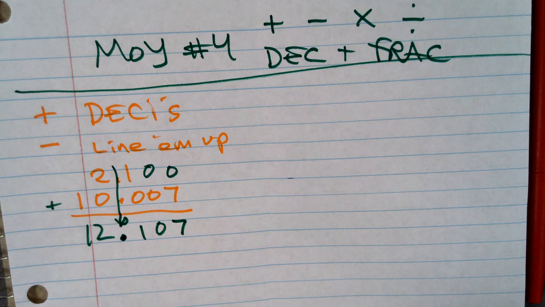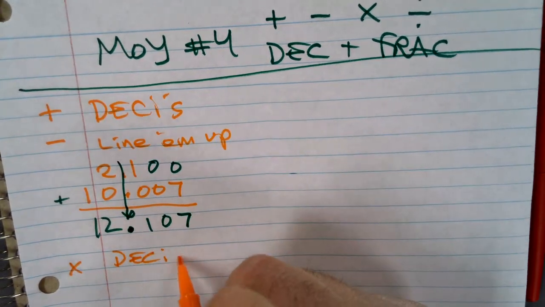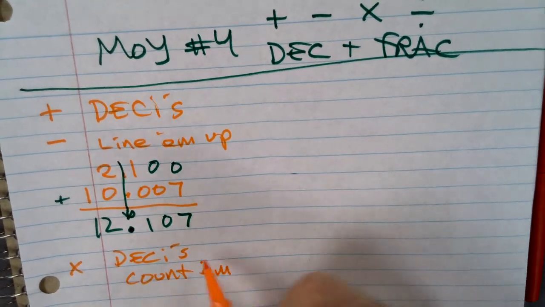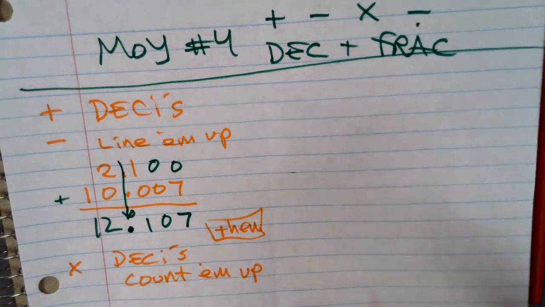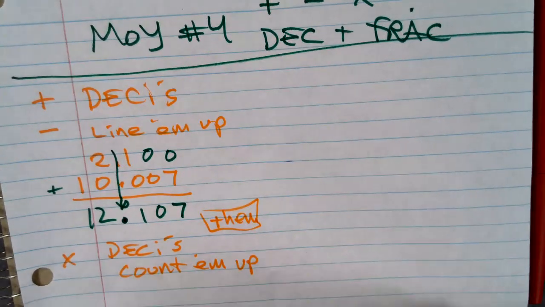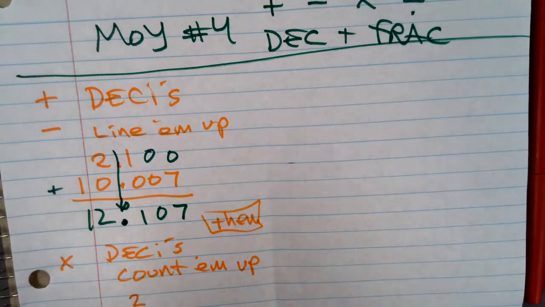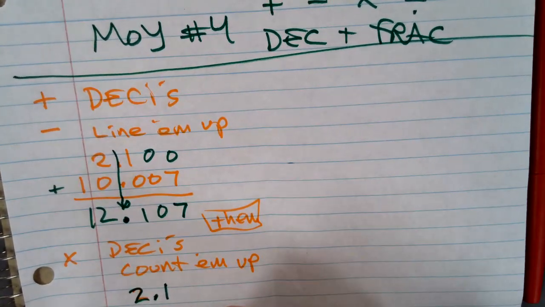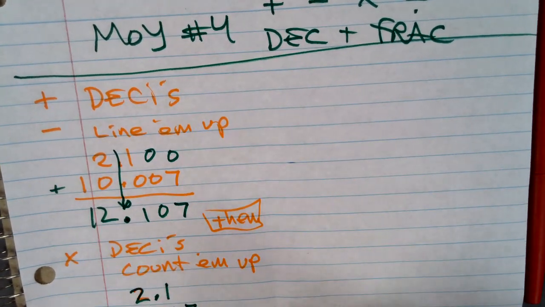Multiplying decimals is also the same. Times decies, except you have to count them up. And by them, I'm just abbreviating them, guys, trying to save space and time. I'm talking about decimal places. So if I had, let me switch colors here, 2.1 times 0.07. You don't have to line up the decimals.